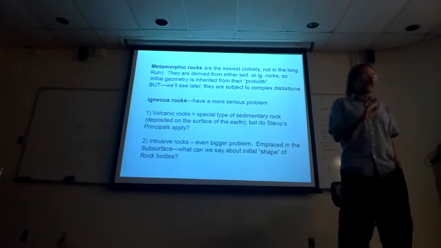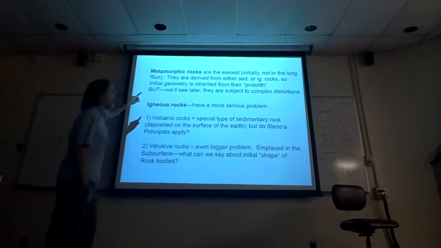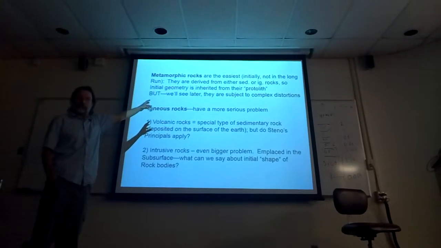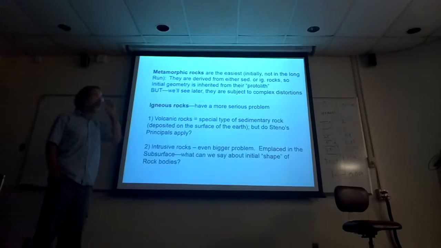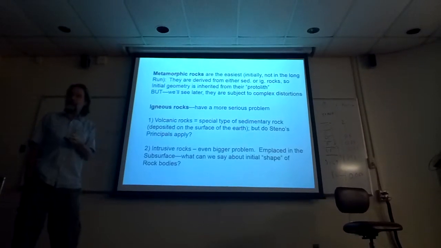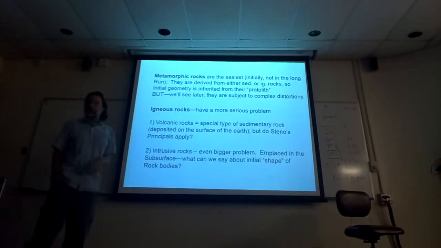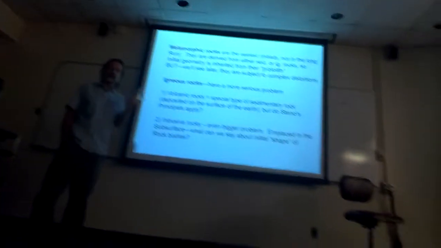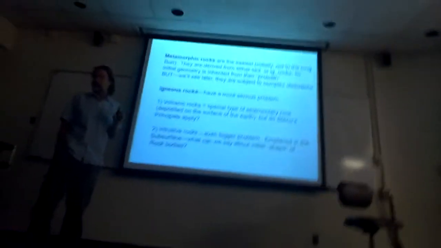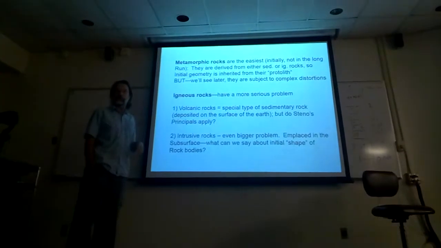Metamorphics are the easiest to deal with initially, but not in the long run. Because they're derived from either igneous or sedimentary rocks, their initial geometry is inherited from a protolith. Most geologists ignore the metamorphic rocks, so just lump them together and don't worry about it too much. But in fact, we can deal with this a little bit later.